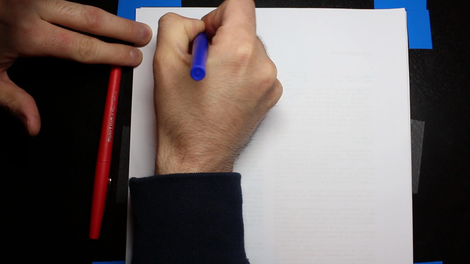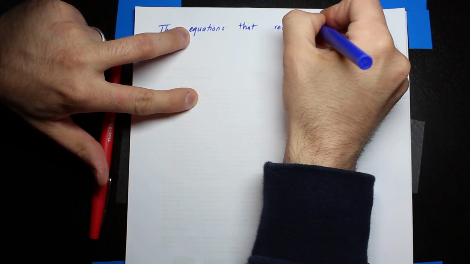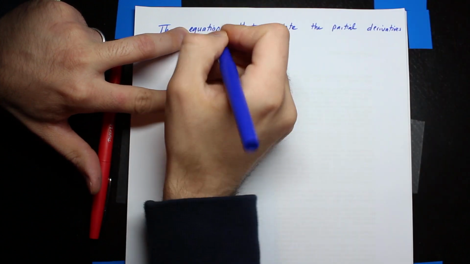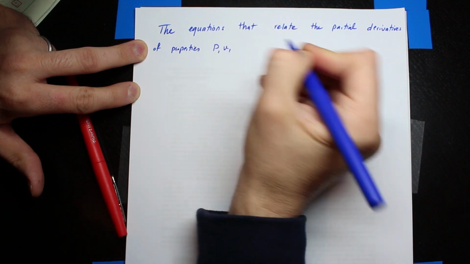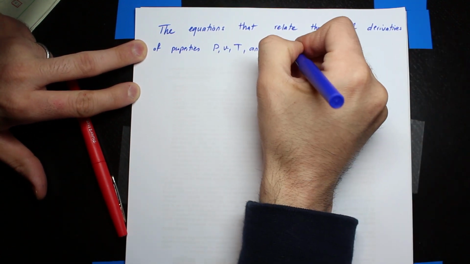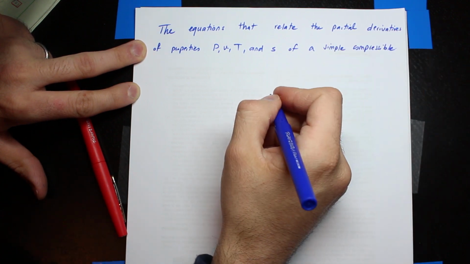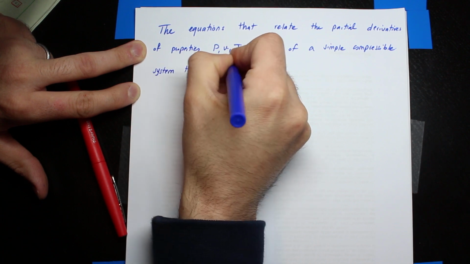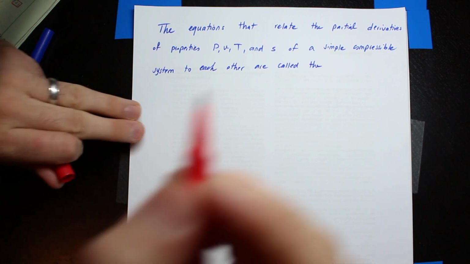The equations that relate the partial derivatives of properties P, pressure, V, specific volume, T, temperature, and S, entropy of a simple compressible system to each other are called the Maxwell relations.